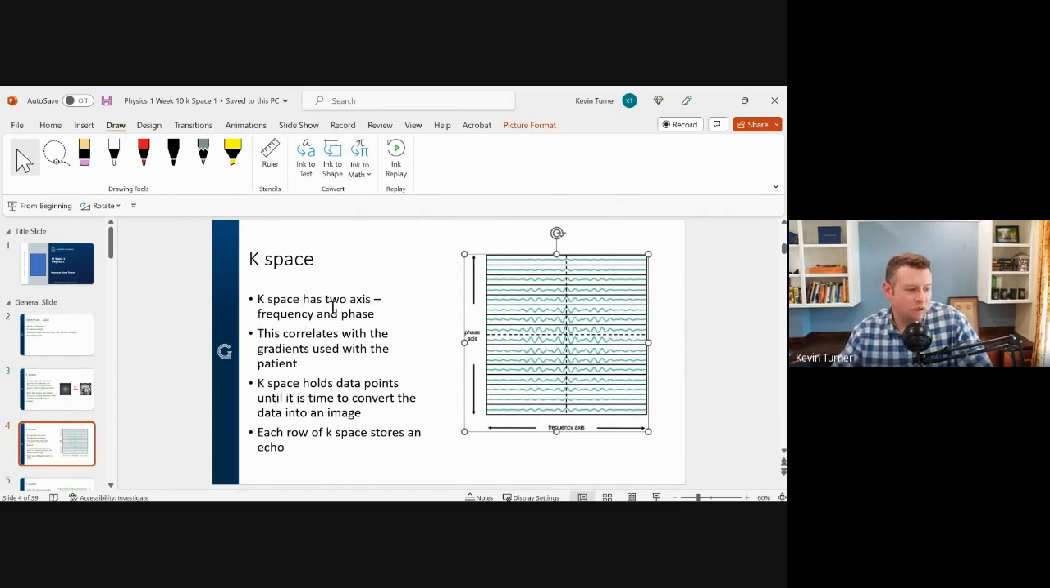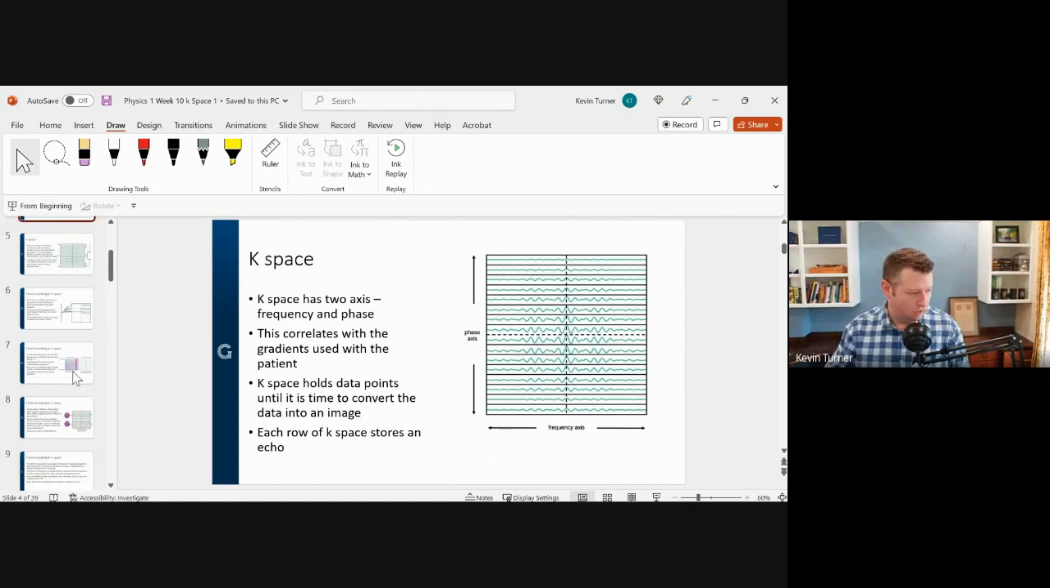So K-space has two axes, frequency and phase. This correlates with the gradients used with the patient. As we've been talking about, this is week number 4 now, we're talking about gradients, phase encoding and frequency encoding. Right. K-space holds data points until it's time to convert the data into an image.